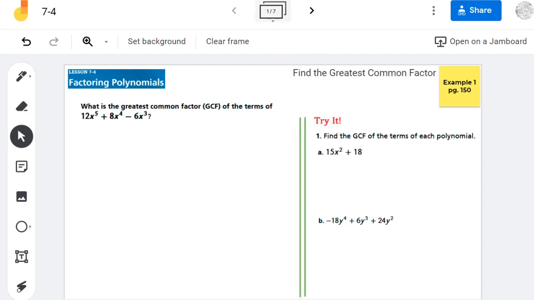In today's video, I'm covering example 1 from section 7-4 in the SavvasRealize Algebra 1 textbook. The goal of today's video is to find the greatest common factor, also known as the GCF.